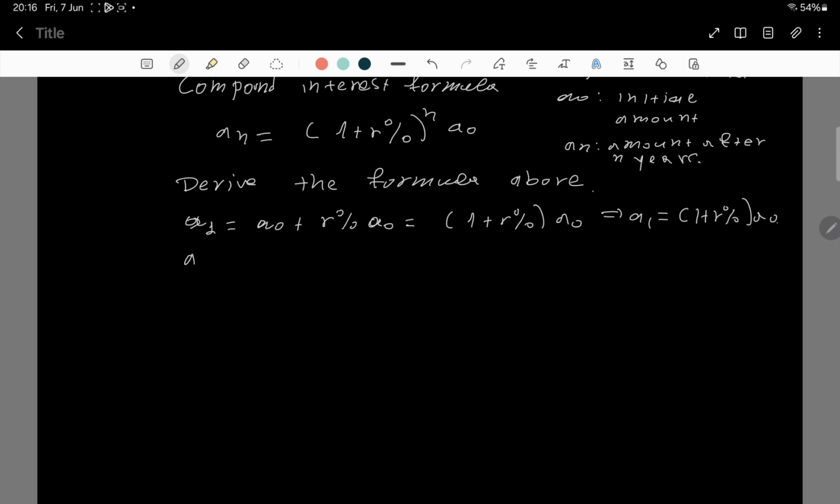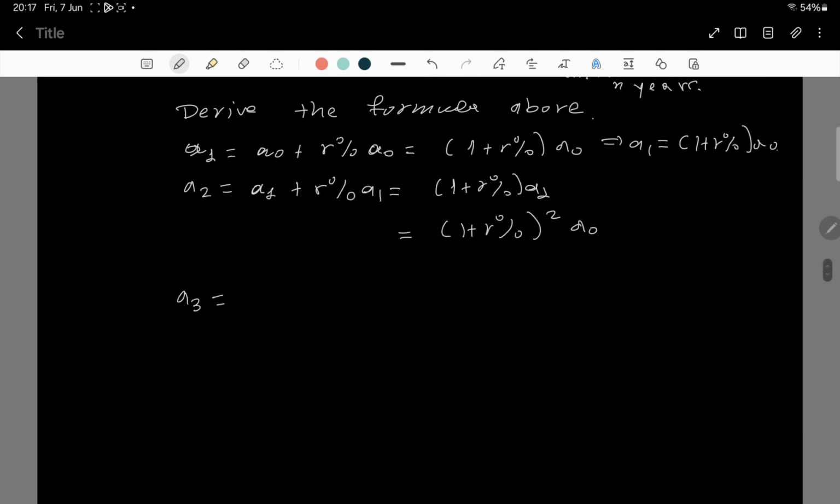Okay, now for the second year we have the amount resulting from the first year plus the interest rate. Again, I can write it a little bit more handily like this, and of course I know that A1 I can do substitution using this expression, so I will get 1 plus R percentage squared times A0.